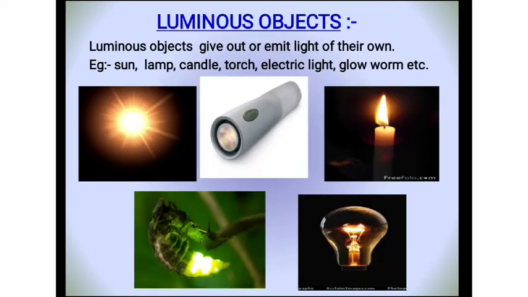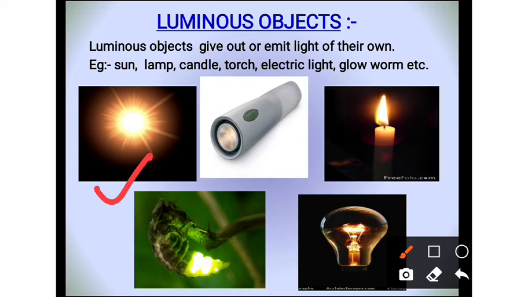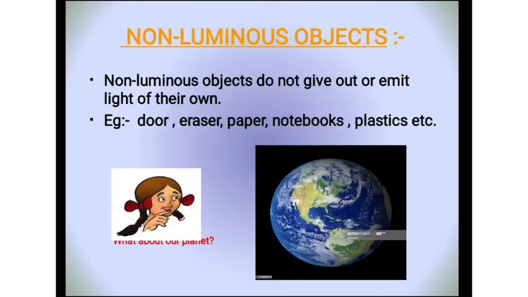Okay, the next one is luminous objects. Luminous objects give out or emit light of their own. The objects which have their own light, we call them luminous objects. For example, sun, lamp, candle, torch, electric light, and glowworm. They have their own light, so that's why we call them luminous objects.